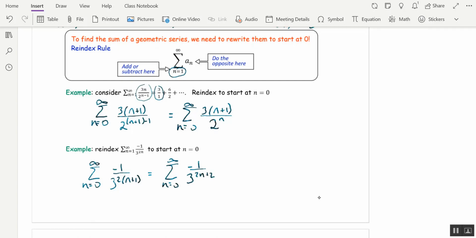And we'll actually find the sum of this geometric series on the next page. This guy is not geometric. The first one's not geometric, but you can still reindex it.